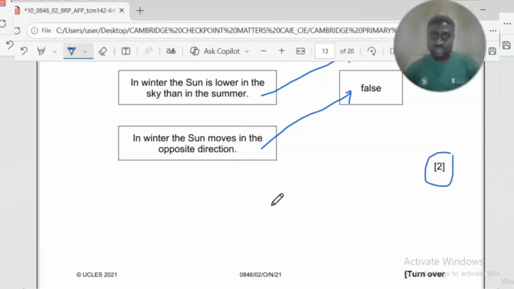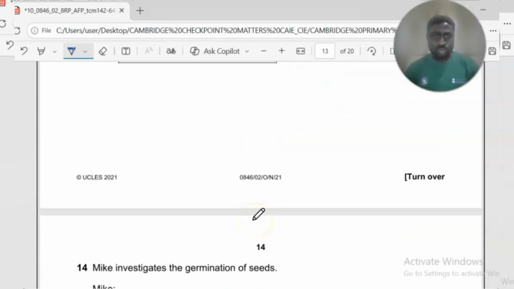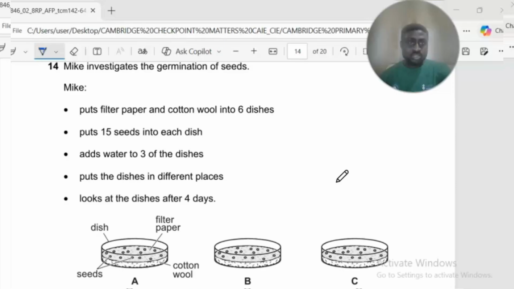All right, pause the video and take out time to study the sentences again, get yourself acquainted with it, and do the matching in your notebook. Question 14 reads, Mike investigates the germination of seeds. This is taken from biology strand of Cambridge Science checkpoint. Germination of seeds, seed germination and propagation, to be precise.